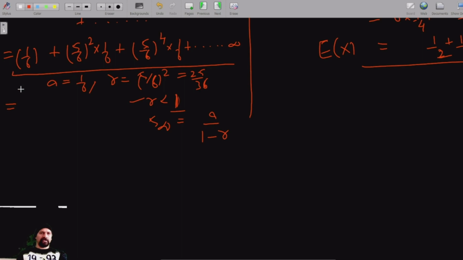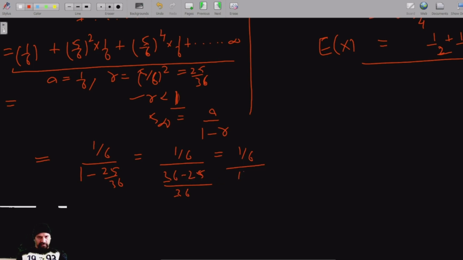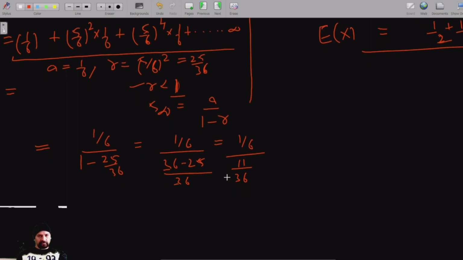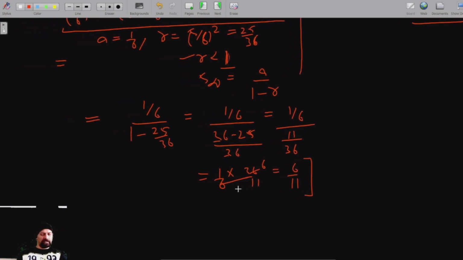So let's get the sum, where a is 1 by 6, the first term, over 1 minus 25 by 36, which gives 1 by 6 into 36 upon 36 minus 25, which is 1 by 6 divided by 11 by 36, which gives us 1 by 6 into 36 by 11. So the probability of A winning the game is 6 by 11.